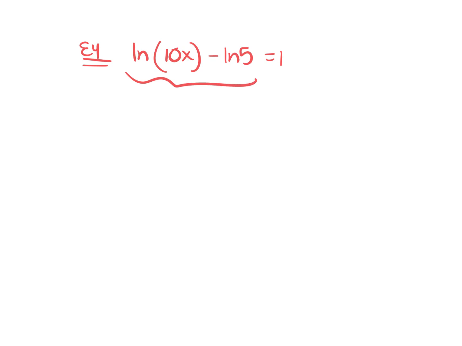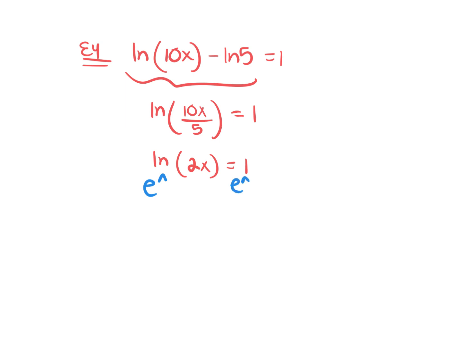Okay, this next one is ln of 10x minus ln of 5 equal to 1. So again, we do the same thing. We start by condensing. We get 10x over 5 using the quotient rule equals 1. And inside that simplifies down to 2x. And now to undo the log, we want to introduce a common base. And since natural log is base e, we're going to exponentiate that. So it becomes e raised to the ln of 2x, and this becomes e to the first power.